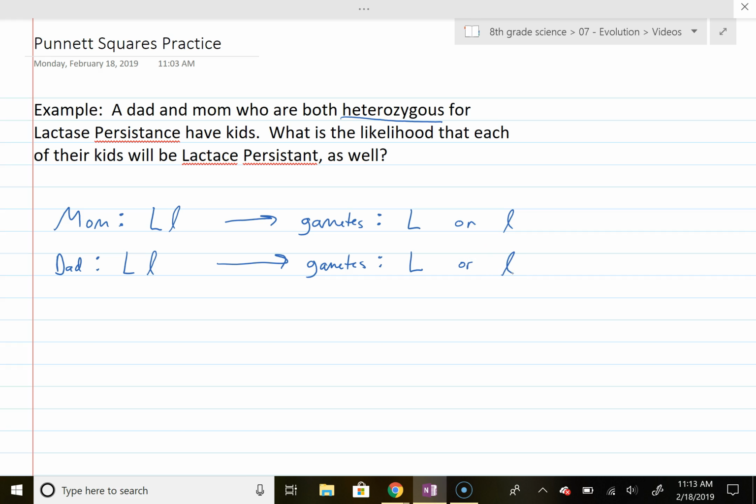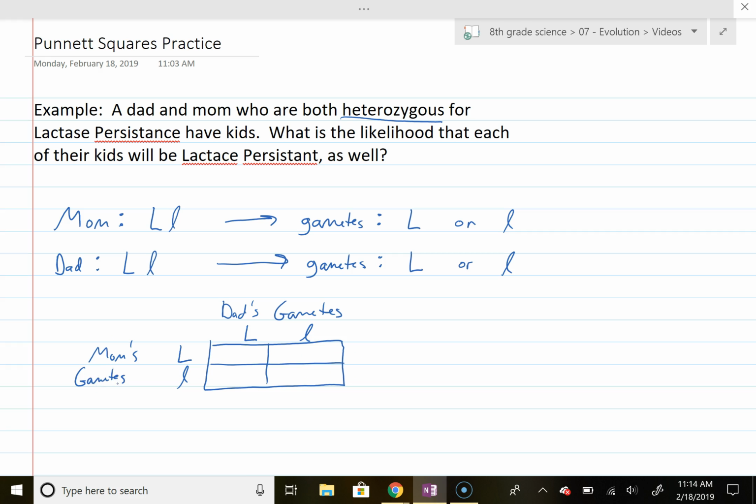And then for our Punnett square on this, we're just going to set up a square where we have dad's gametes up on top, and that would be big L or little l. And mom's are going to go down the side, big L and little l. I'll label those. Okay.